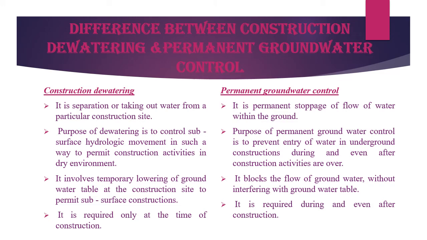So the main difference between construction dewatering and permanent groundwater control is that construction dewatering is a dynamic process, whereas permanent groundwater control is a static process. In case of construction dewatering, it involves the temporary lowering of the groundwater table. But in case of permanent groundwater control, it does not interfere with the groundwater table. And construction dewatering is required only at the time of construction, but permanent groundwater control is required during construction and after the construction.